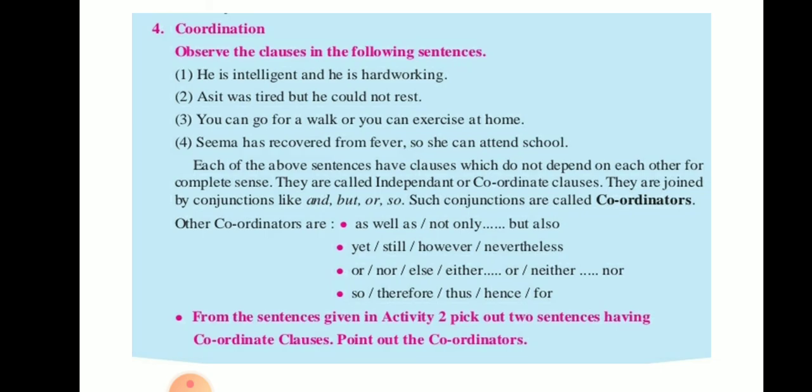Now there are a few more coordinators which appear in compound sentences. So let us see. One is as well as, then not only but also, then yet, still, however, nevertheless, or, nor, else, either or, neither nor, so, therefore, thus, hence, and for. Children, we have learnt these many conjunctions in the live session which I conducted on the topic conjunctions. So we'll stop here and we'll start lesson explanation in part 2.